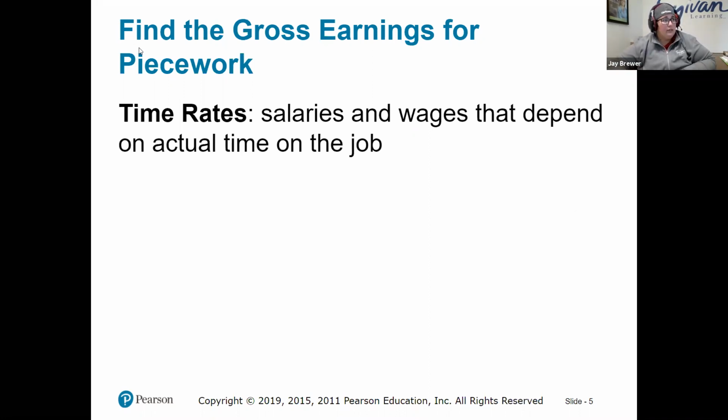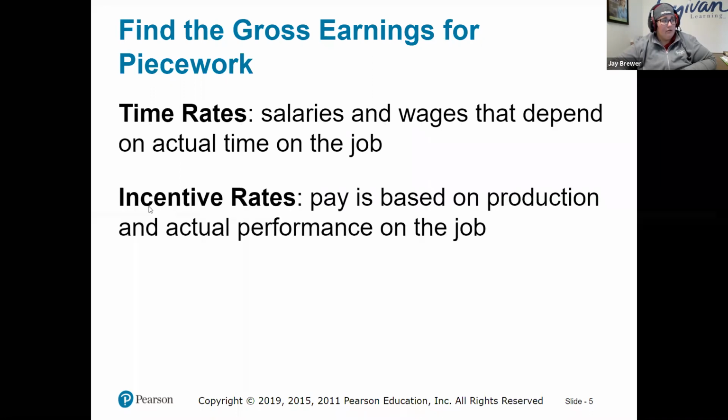Okay. So we are going to find the gross earnings for piecework. It's salaries and wages that depend on actual time on the job. That is time rates. So for instance, the way my pay is done for the college is they say that I can't go over 12 credit hours. And then each credit hour is supposed to work out to, I think, like 2.25 hours, something like that.